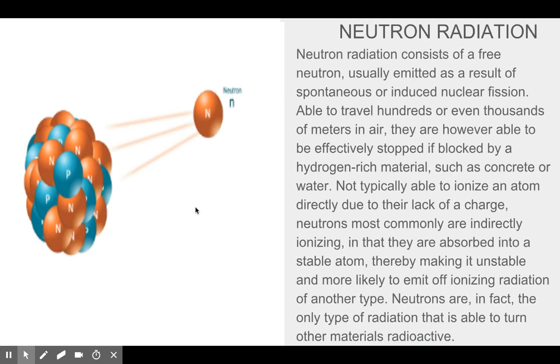So today we have studied alpha decay, beta decay, gamma radiation, X-rays, and neutron radiation. All of this radiation is achieved due to instability of isotopes. All isotopes will seek stability, and in doing so, they will emit this radiation.